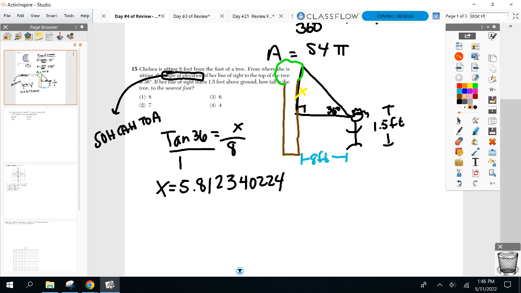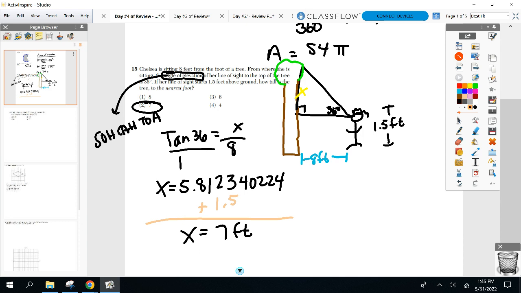Matt said add 1.5. He's correct. So to the nearest foot, it ends up being 7. Nope. About 7 feet. Here's the point. I've always told you not to do what? To round this number here, because we're not done with the problem yet.